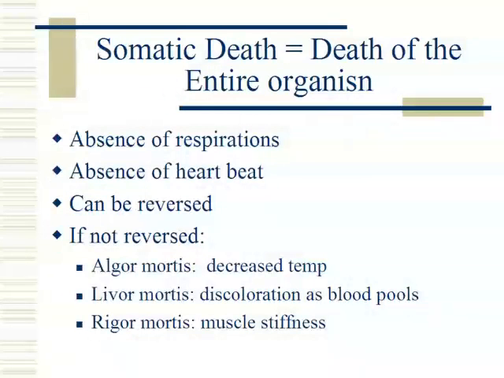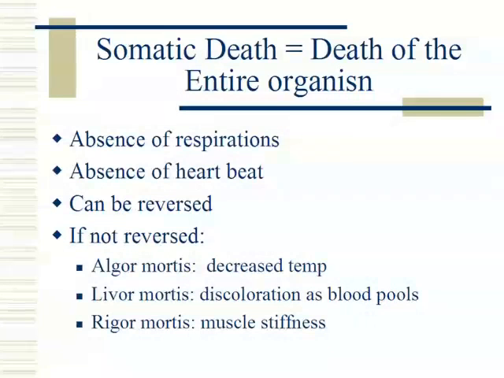The first is algor mortis, where you'll have a decrease in temperature. The skin will actually get cold and pale. Livor mortis is where you'll have discoloration in the tissues, and this will be in the dependent areas. So if they're lying on their back, it'll be on their back, their buttocks, the back of their legs. If they're lying on their side, it'll be the side that they're lying on, because the blood will pool there, because liquid pools in the dependent areas.